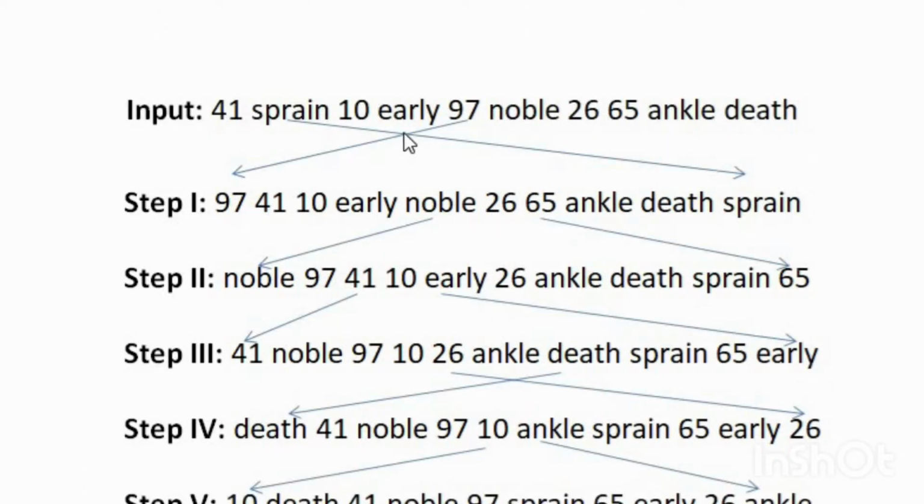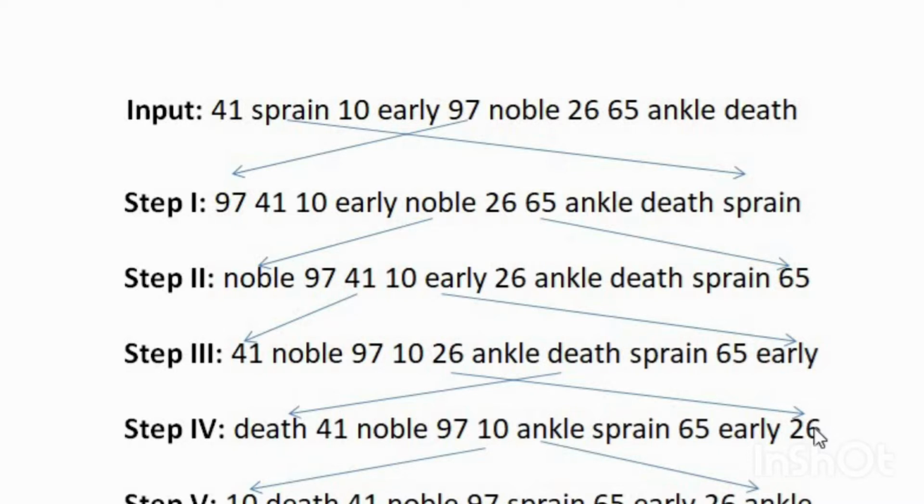So this is the logic: in step 1, 97 on the LHS and sprain on the RHS, and in the second step, the second last word, that is noble, on the LHS and 65, the second largest number, on the RHS. In the third step, the third largest number will be on the LHS, and the third last word will be on the RHS, that is early. Understood? So 41 will be on the LHS and early on the RHS, and in the fourth step the next word, that is death, will be on the LHS and the number on the RHS.